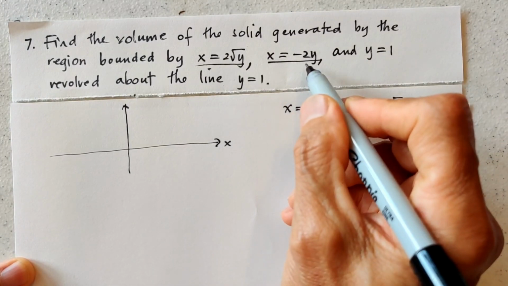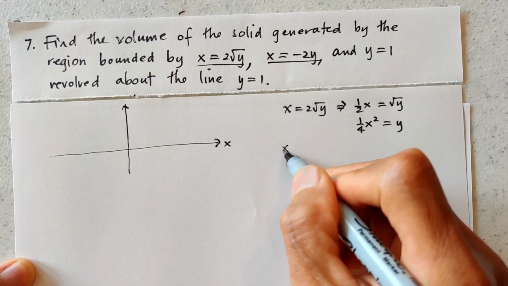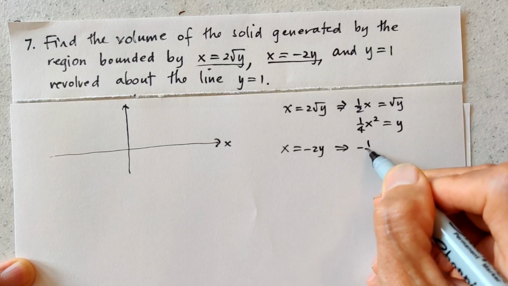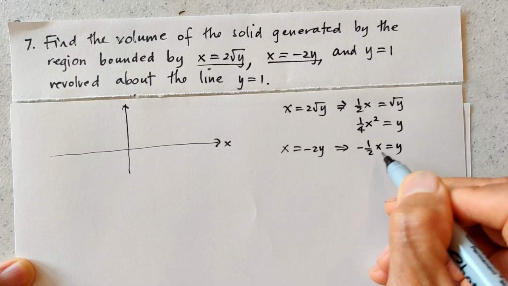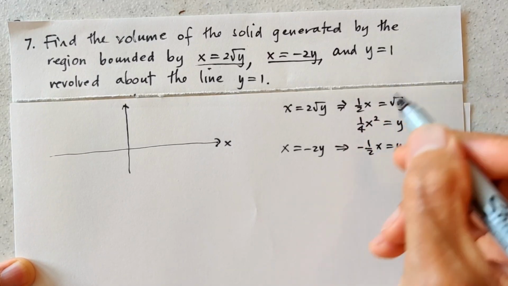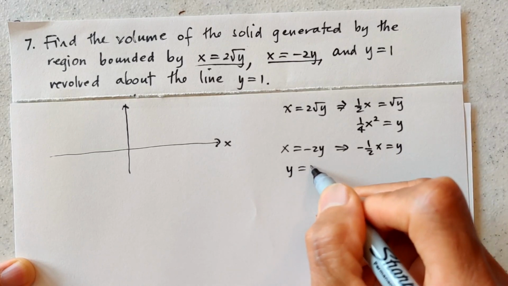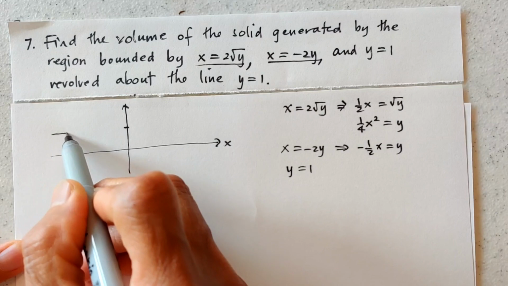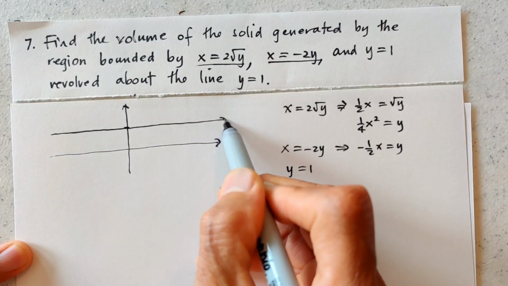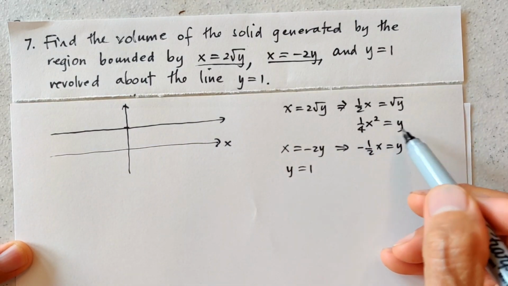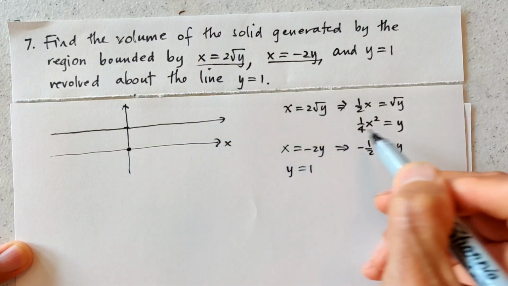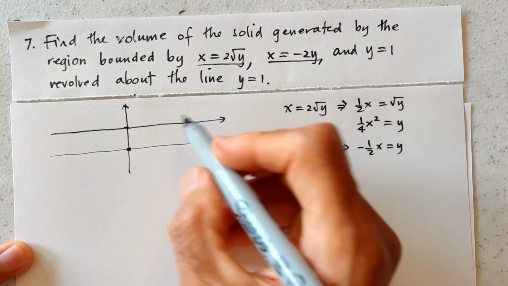Okay. The second equation is x equals negative 2y, and that becomes negative 1/2 x equals y. That's a line. And finally, you have y equals 1. That is simply a horizontal line. So let's graph that one right here. Y equals 1/4 x squared. If x is 0, y is 0. If x is 2, y is 1.